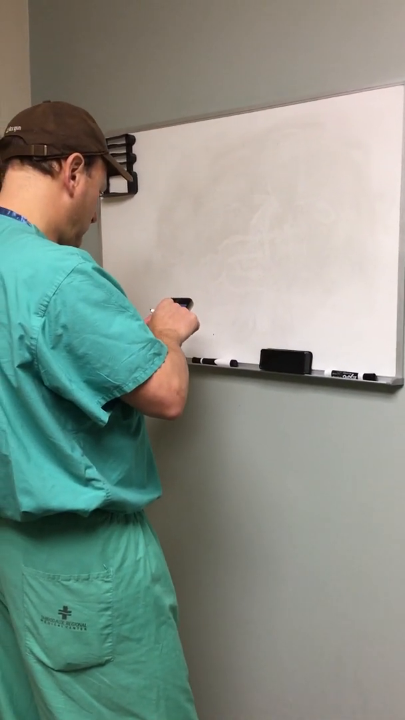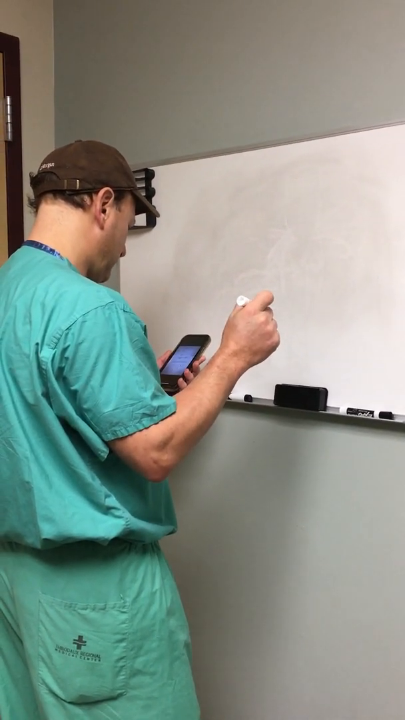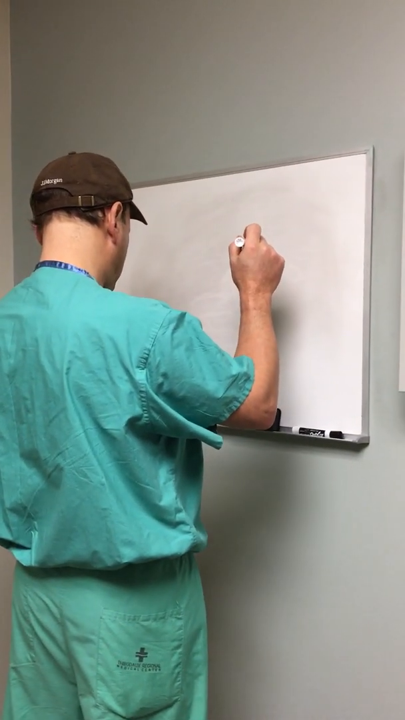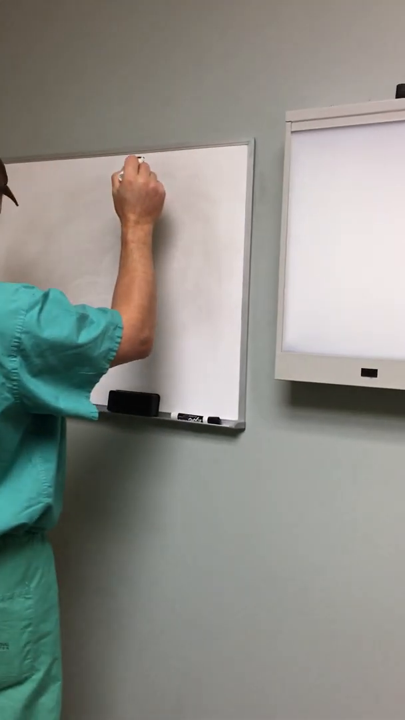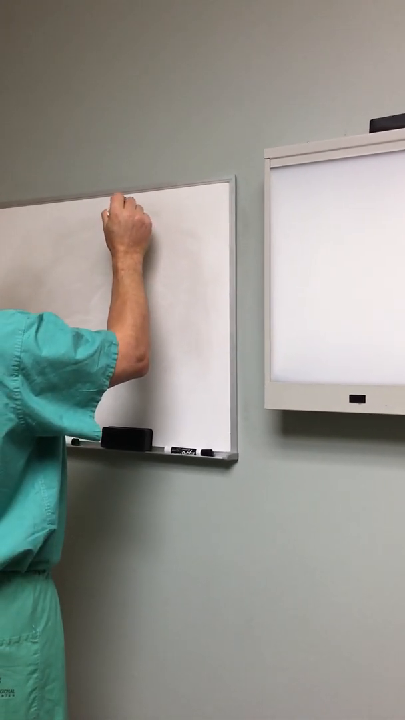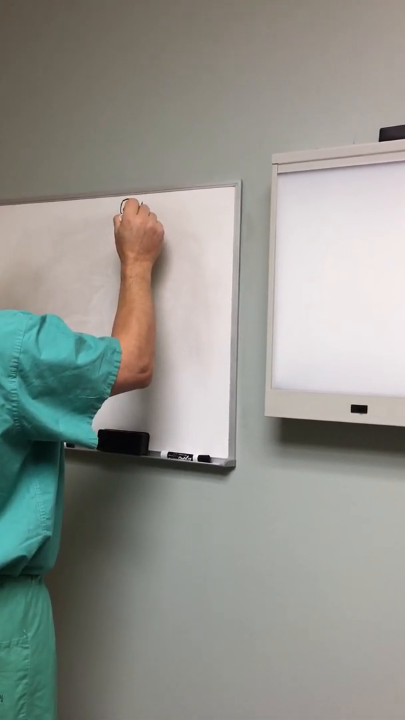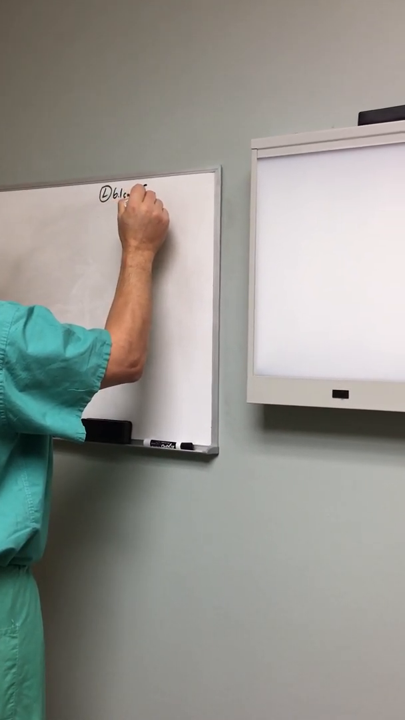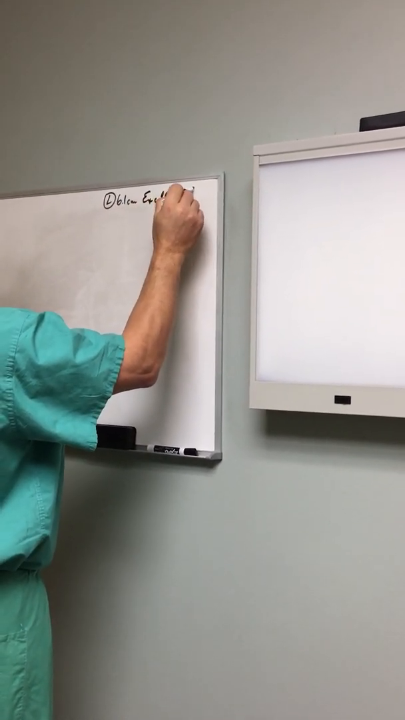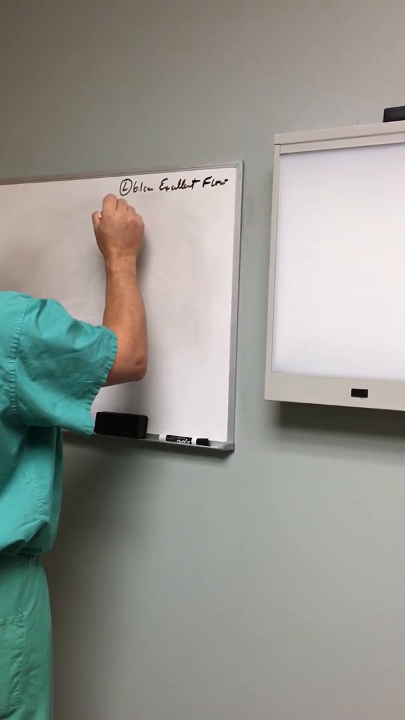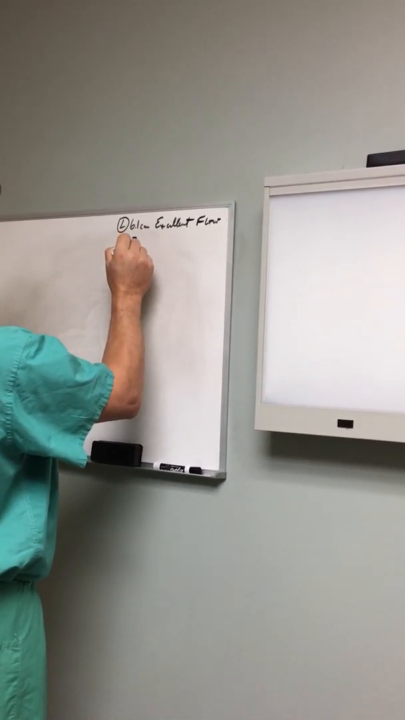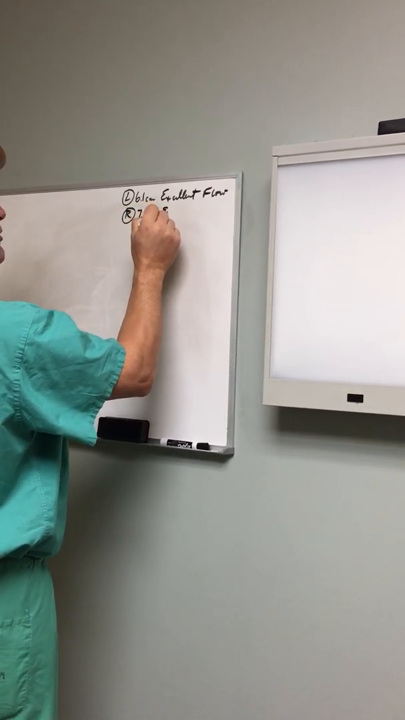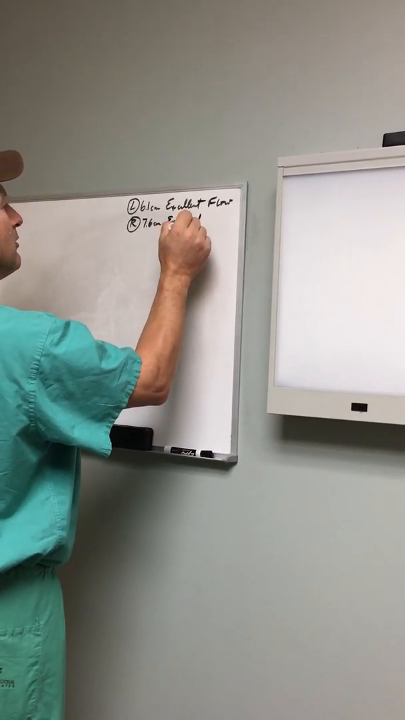Ready. So she did great. Her left tube was a little bit shorter than her right tube, but not much. Left tube was 6.1 centimeters and excellent flow. Her right tube was 7.6 centimeters and excellent flow.